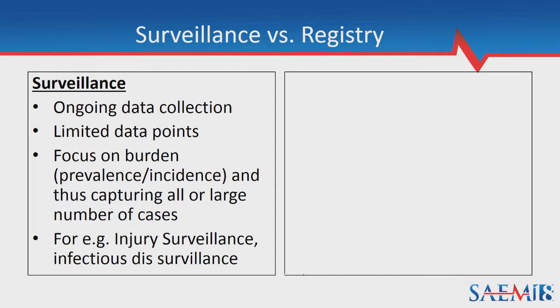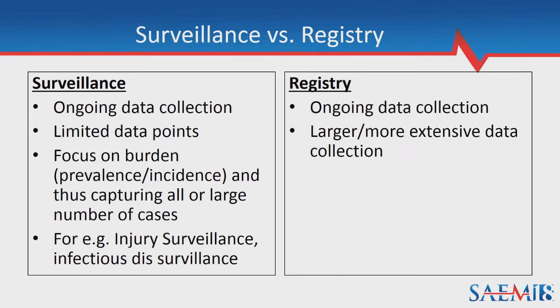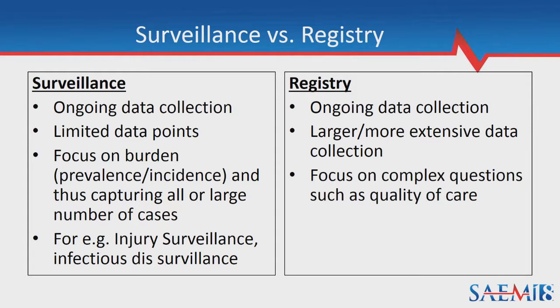On the other hand, registry is also about ongoing data collection, but it's focused on more extensive data collection. It is more focused on complex questions such as quality of care. So a trauma registry, for example, has a lot more data points than injury surveillance. Often we confuse them. When we talk about registry, we talk about a much more extensive engagement of research and researchers.